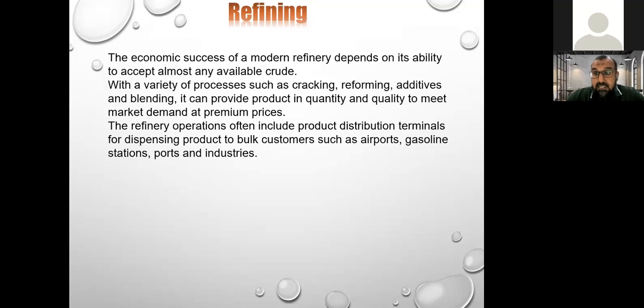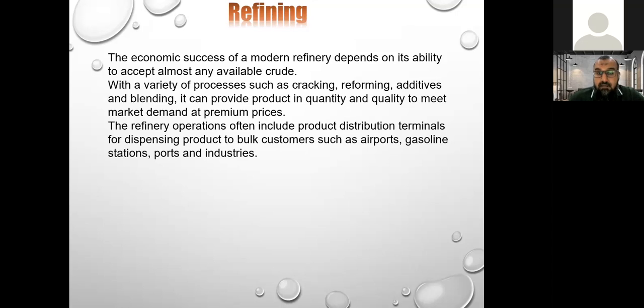As I told, this is really required for the economy. If you need to increase the economy, you need to have more refinery manufacturing plants in the country so that they can produce very expensive products. They can be used in the country. They can also be used for export. They can export these refined products and gain more money from them.